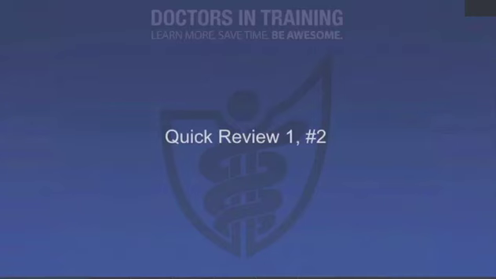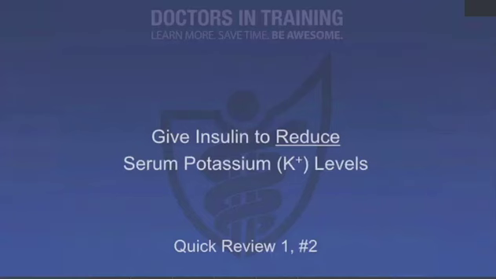Number 2, what effect does insulin have on potassium levels? So insulin increases the cellular uptake of potassium. So in patients that are hyperkalemic, in patients that have high potassium levels, we actually give insulin to reduce their potassium levels in their serum. The potassium shifts out of the serum and goes into the cells. Is this a great way to control potassium long term? No, it's a great short-term way to control potassium.